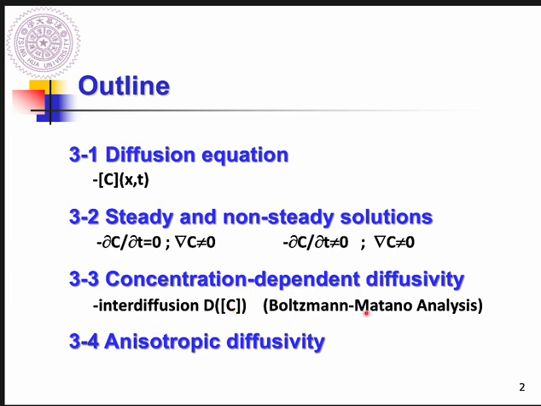We will introduce one analysis method, which we call Boltzmann-Matano analysis. And before we end this lecture, we will talk about the case we always deal with, where we assume the system has isotropic diffusivity, right? However, if your crystal is not an isotropic crystal, for example tetragonal, monoclinic, triclinic, or hexagonal, these crystals have different degrees of anisotropy.